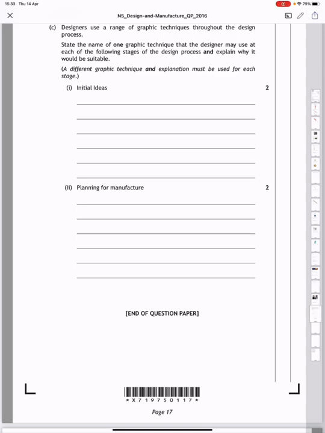So an orthographic view, why would you produce an orthographic view? Because it would provide information on sizes, information on component parts, information on jointing and construction. If it was an exploded view, it would provide information on how parts fit together. If it was a sectional view, it would provide information on internal structure. So any of these again would be acceptable.